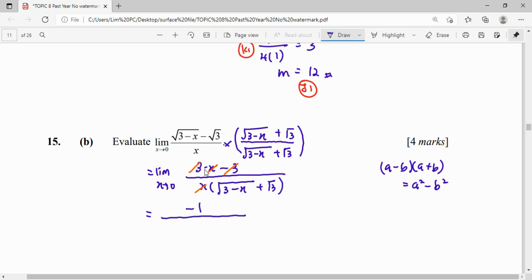Then we substitute our limit. When x approaches 0, we substitute x equals 0. So it will be square root of 3 plus square root of 3, and the answer will be negative 1 over 2 square root of 3.